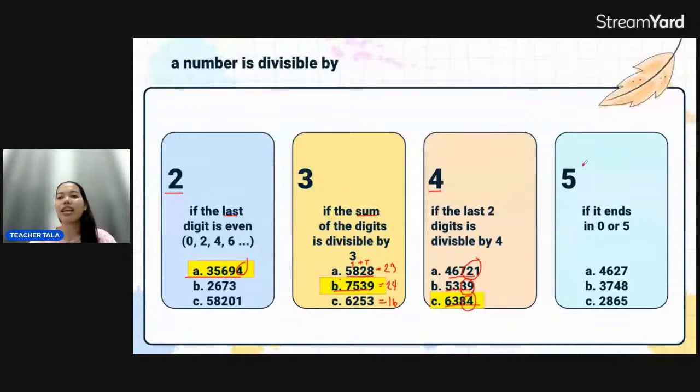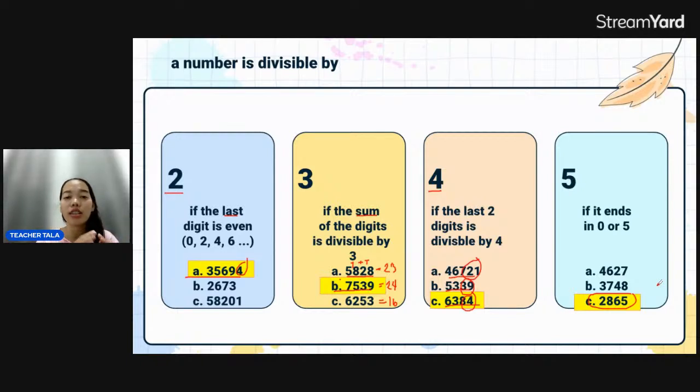And 5 is very easy. Just have to examine it. If it ends in 0 or 5, then that number is divisible by 5. So sa choices natin, ito lang yung nag-i-end ng 5 or 0. So the answer is letter C. So easy, di ba? You just have to remember the rules. Sa 2, just examine the last digit if it is even. Next, sa 3, you just have to add.